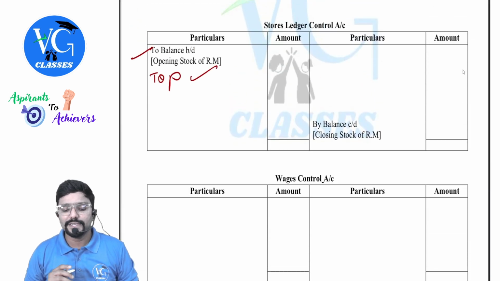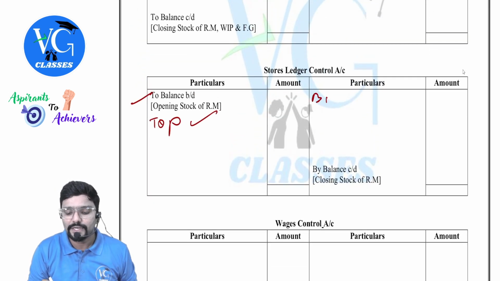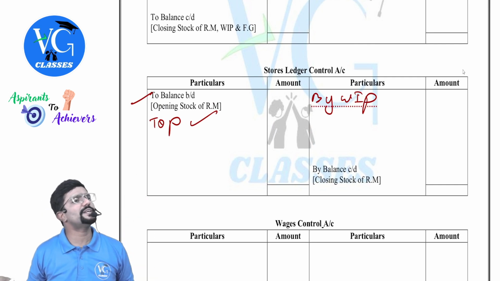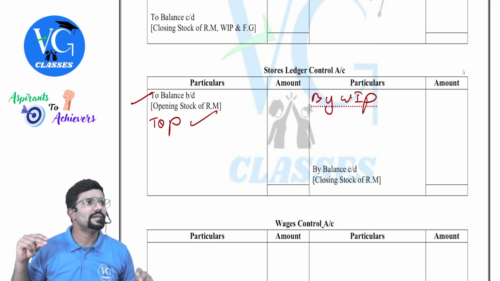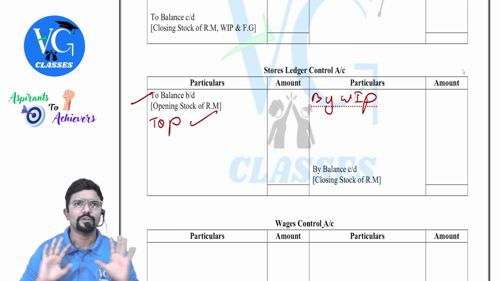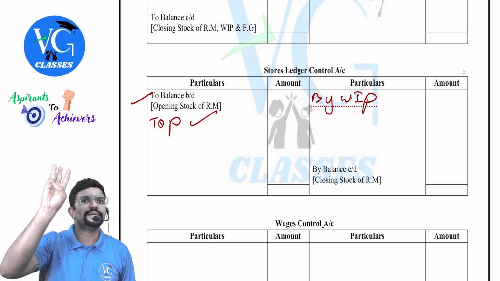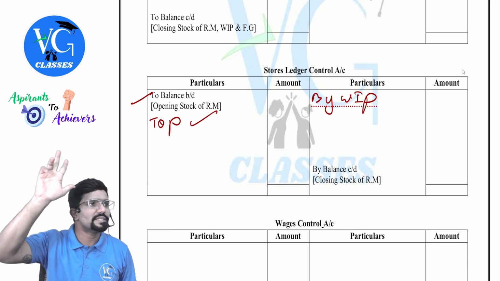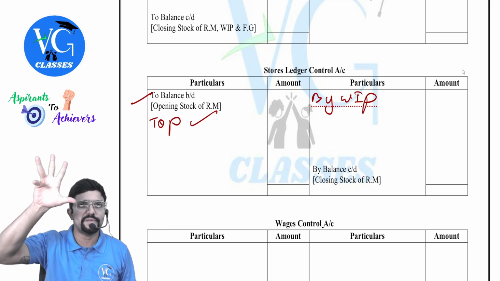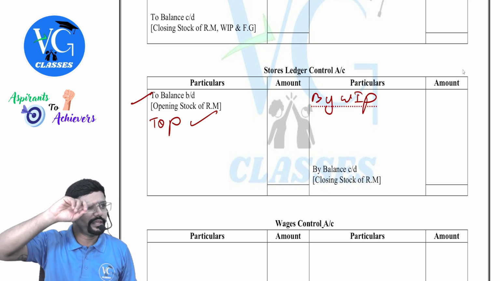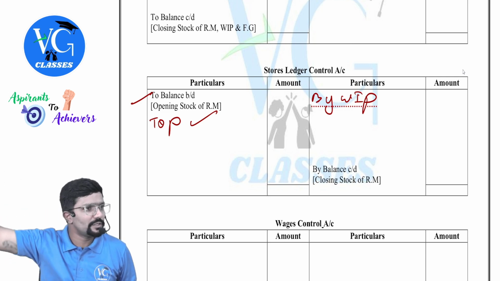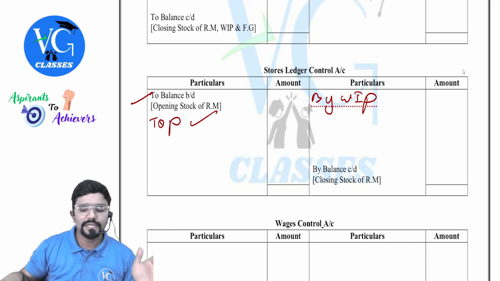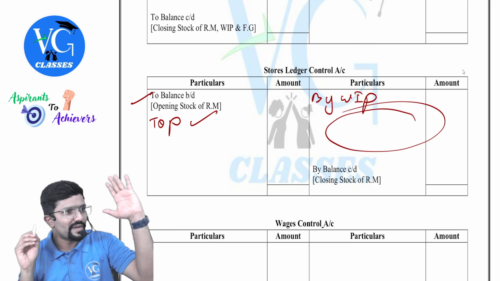So if it is a direct material, where will you send it? WIP. If it is indirect material, send it to the respective overhead. They would have given it in the question. Don't worry. So there are three overheads: production overhead, administrative overhead, selling and distribution overhead. If they have told 3,000 to administration, 3,000 to production, 2,000 to selling and distribution, send it accordingly.